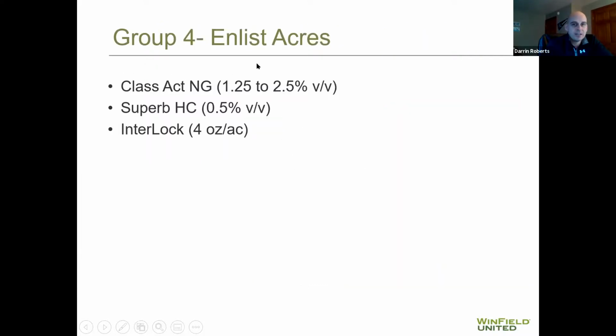For the Enlist acre, the adjuvant recommendation seems a little bit more straightforward. We don't have that restriction around AMS. And so our recommendation would be Class Act NG 5 to 10 quarts per 100, including a high surfactant crop oil, so 2 quarts per 100 of Superb, and then Interlock as our drift and deposition aid. And you might be using different products, but in general, it's an AMS water conditioner, a high surfactant crop oil, and a drift and deposition aid for the Enlist acre.